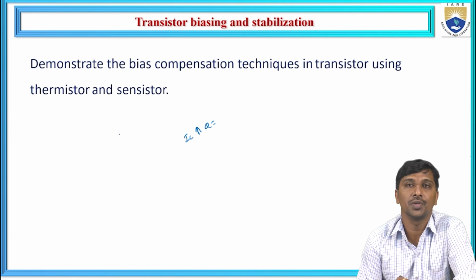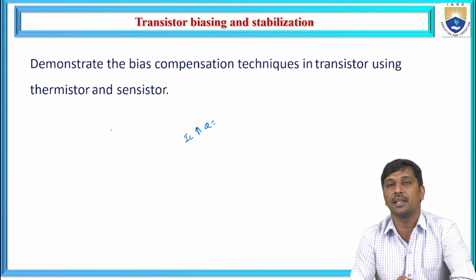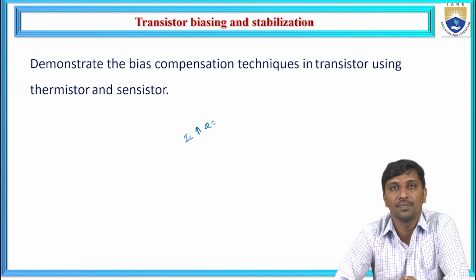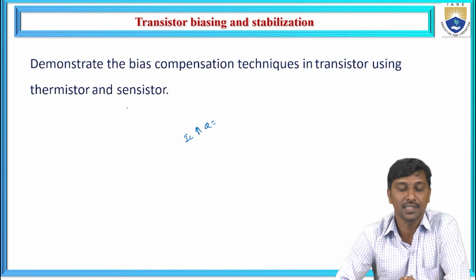For this case, first you draw the circuit diagram with the thermistor and again with the transistor. Then you can explain how it compensates the rate of change of collector current with respect to the temperature parameters. If you want, you can refer to the bias compensation methods video session.